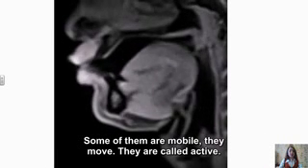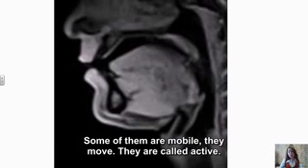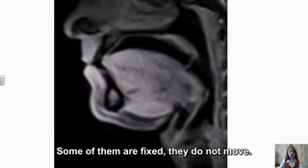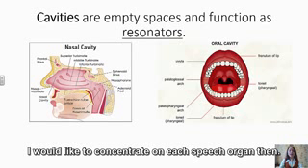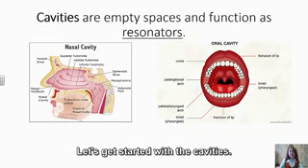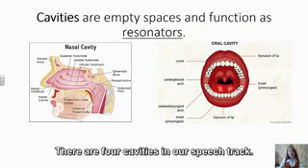Some of them are mobile, they move, they're called active. Some of them are fixed, they do not move, they're called passive. I would like to concentrate on each speech organ then. Let's get started with the cavities. There are 4 cavities in our speech tract.